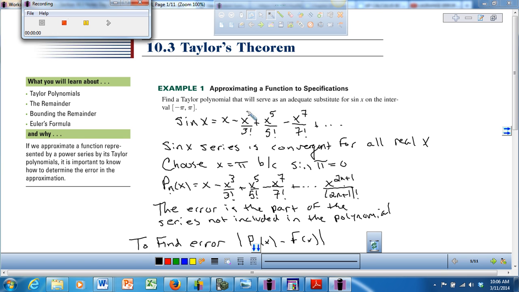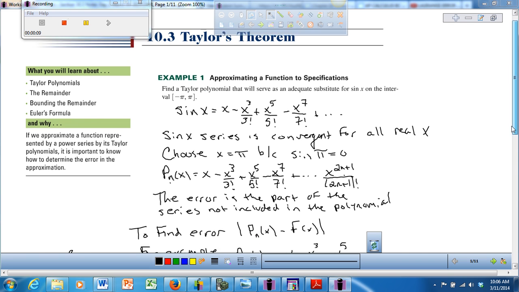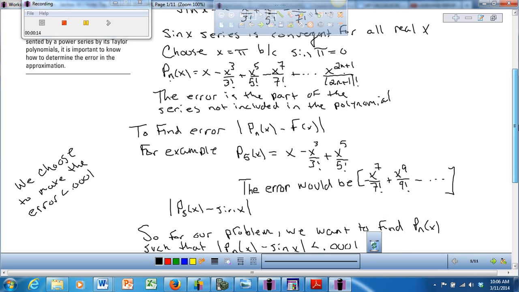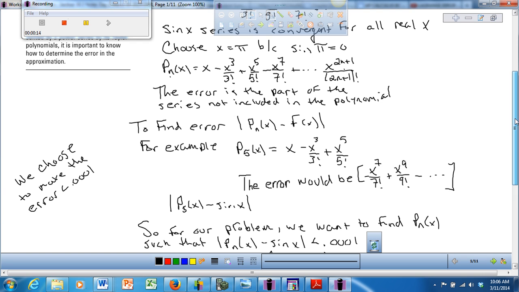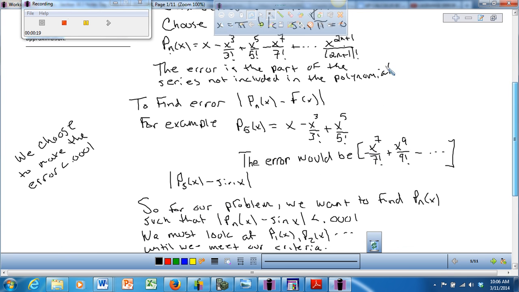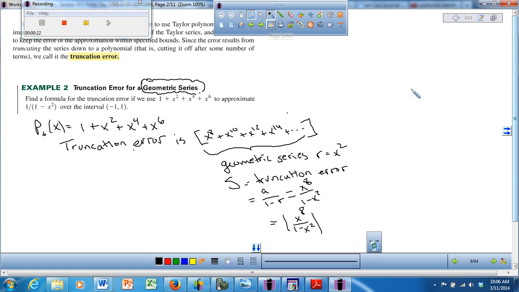Section 10.3, Taylor's theorem. I've included our examples from the previous classes. Example 1, so at any time, when you go look at the video, the solution will be here, even though it's not in real time. You can pause it and go back and look. So there's our example 1. Example 2 that we did last class.